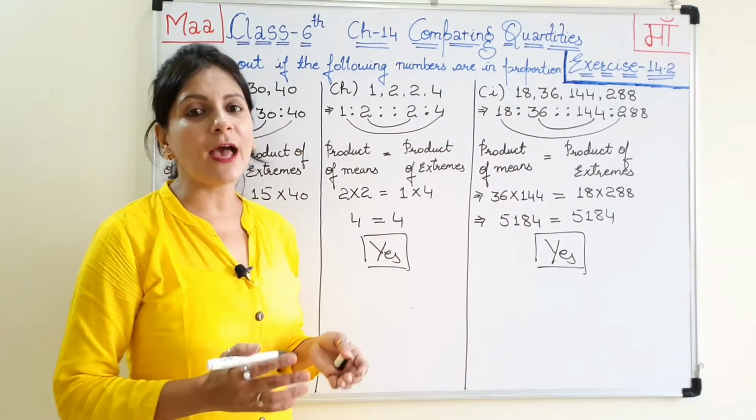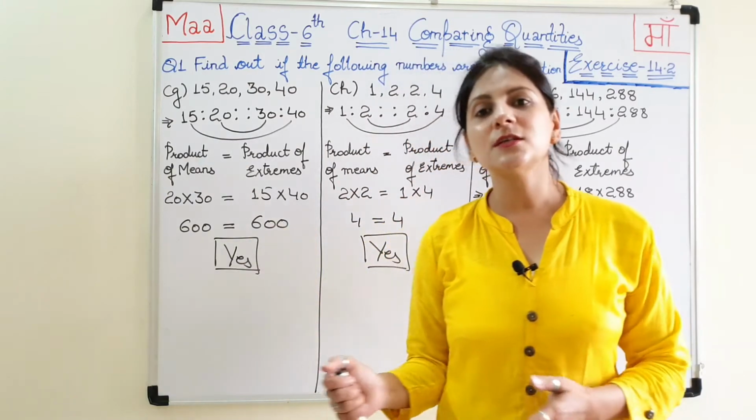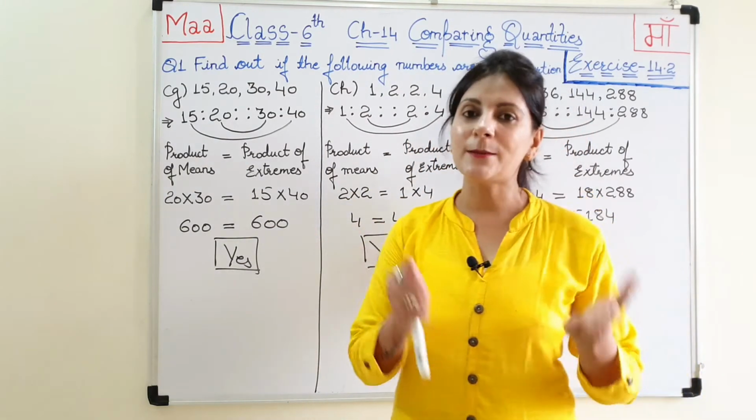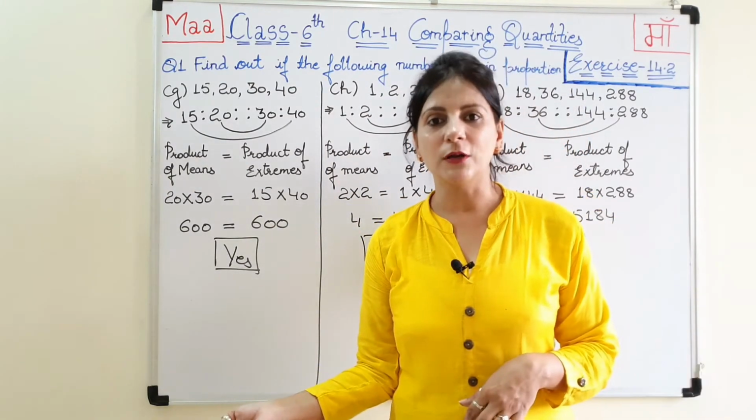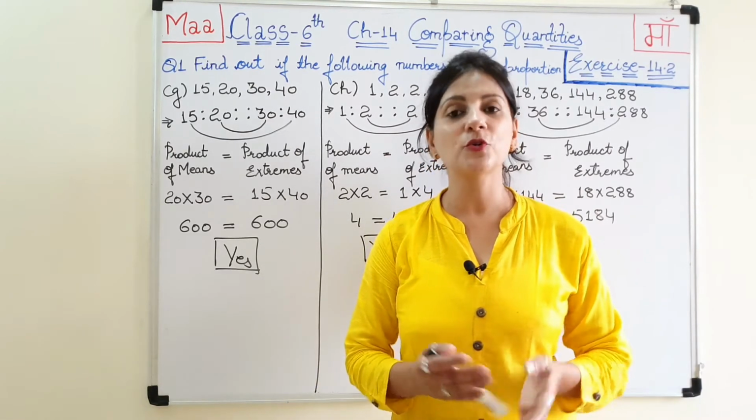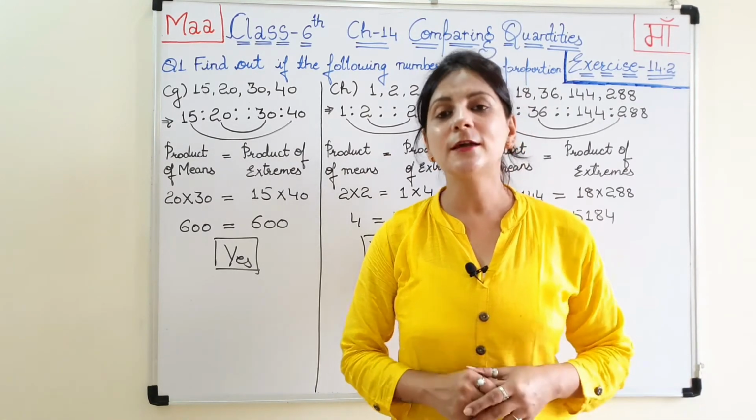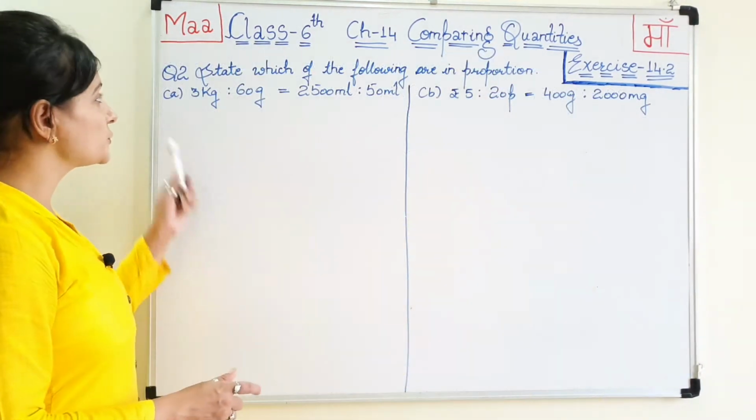So that's what we have to do in question number first. Fine, just arrange it in the series of proportion and then multiply the middle values and the outer values to get the result. If both the sides are equal, then yes, they are in proportion, and if they are not equal, then no, they are not in proportion. Clear, students?